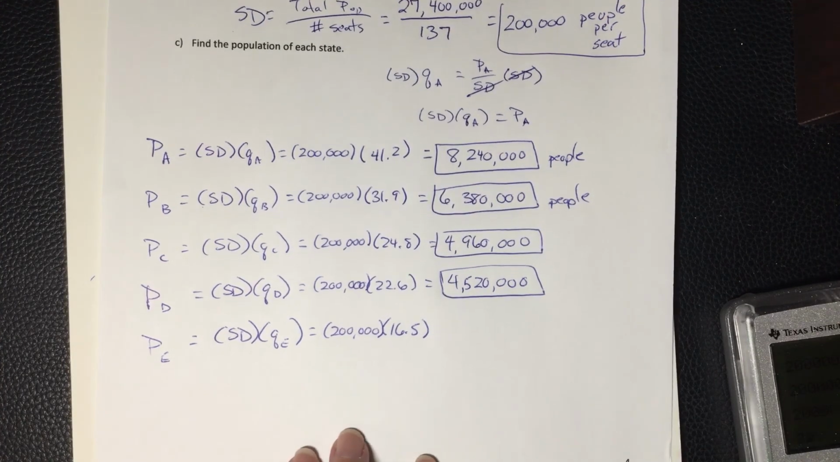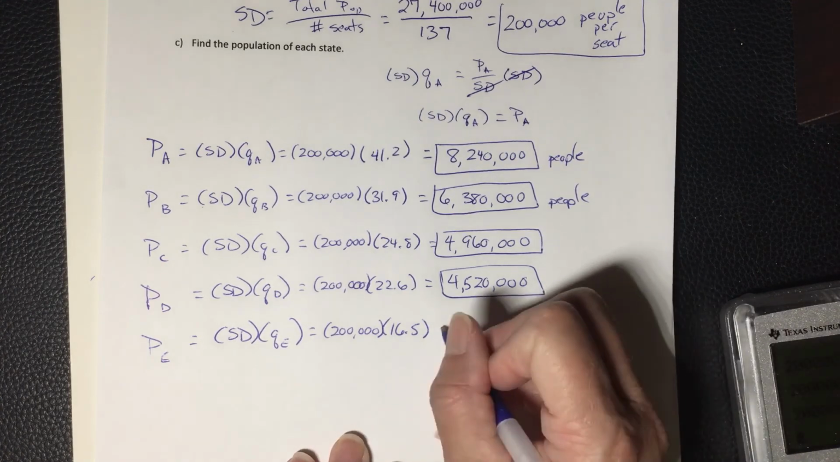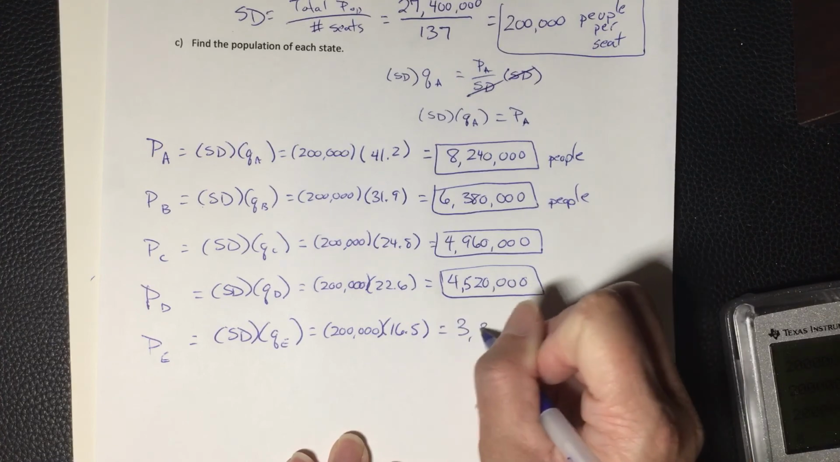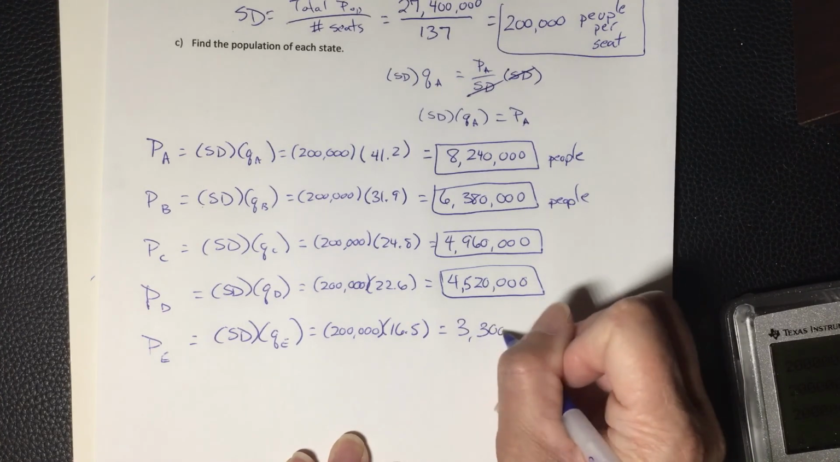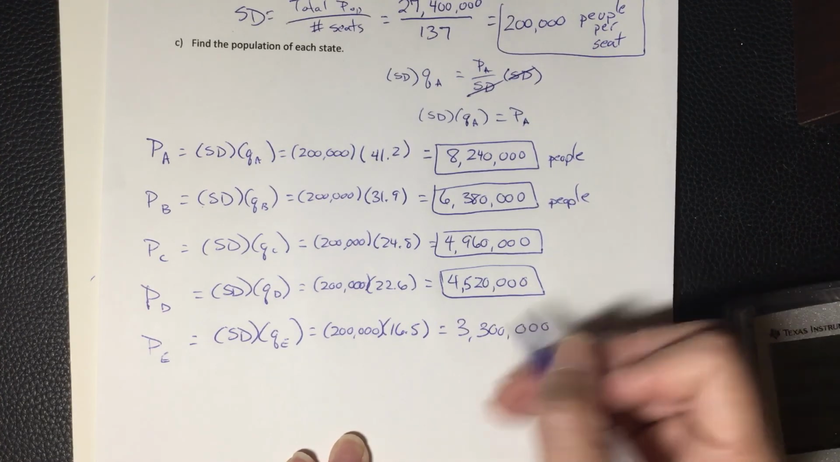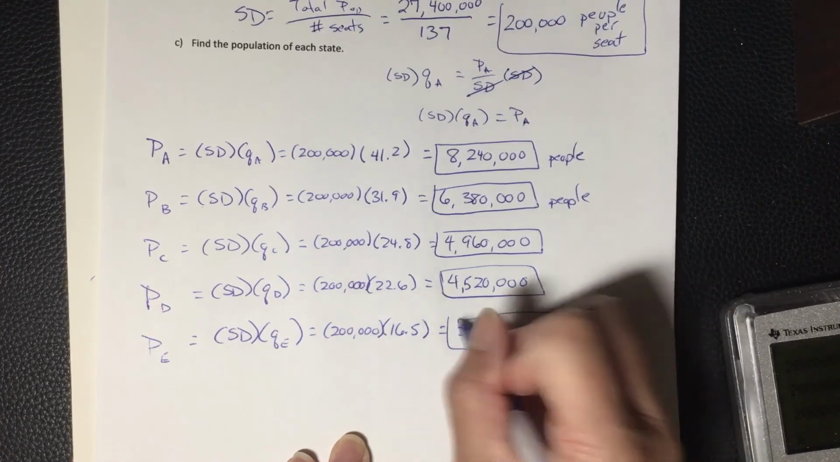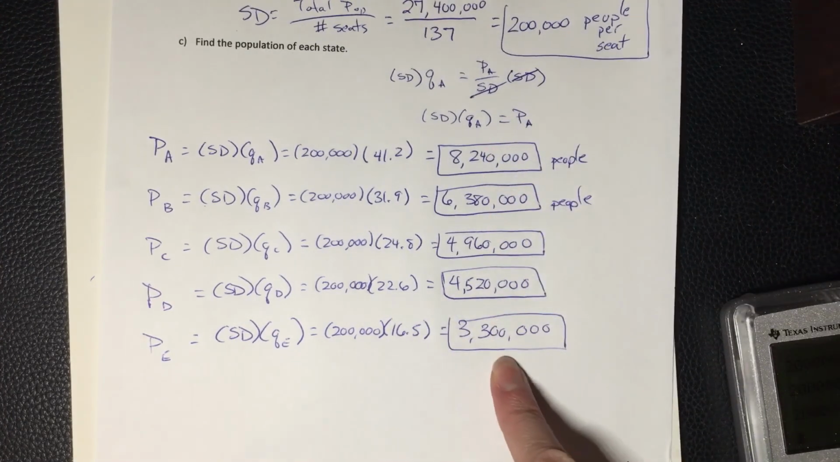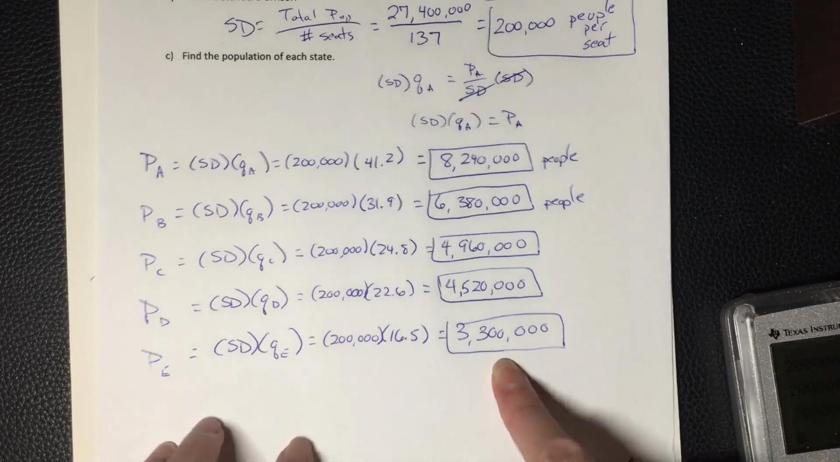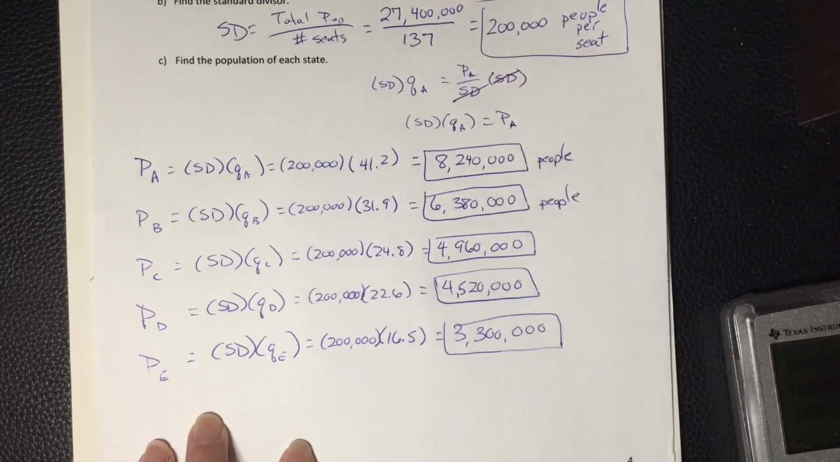So here you can catch back up on that. And this last one is the smallest at 3,300,000. Now if you wanted to do a check, you could add all of these together and it should give you back your total population of 27,400,000.